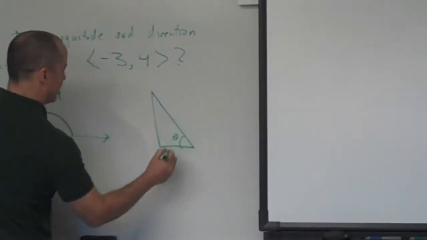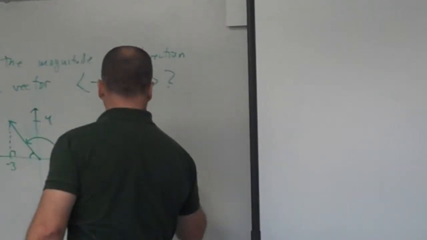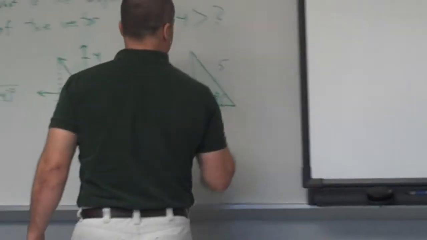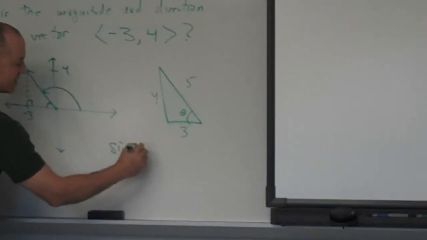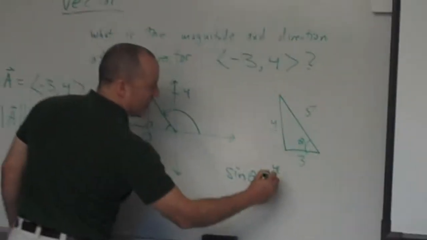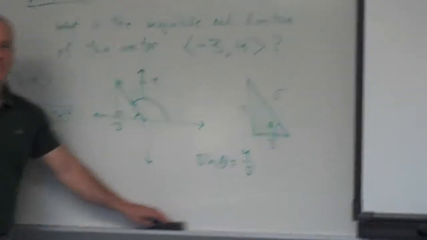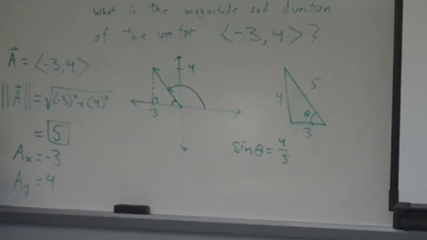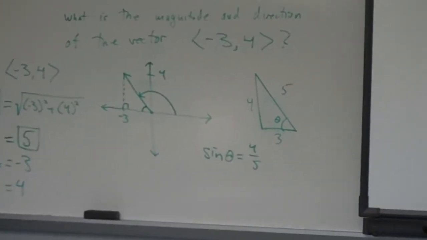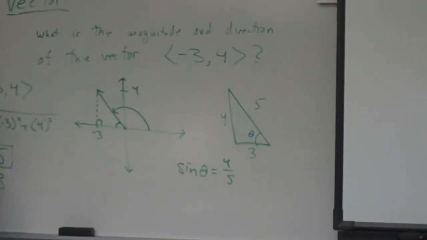4 over 5. Okay, so that's 3, 4, 5. He says the sine of theta will be 4 over 5. Is he correct? I believe so. Okay, he believes so. I think so too. Okay. If the sine of theta is 4 over 5, how do you find theta?